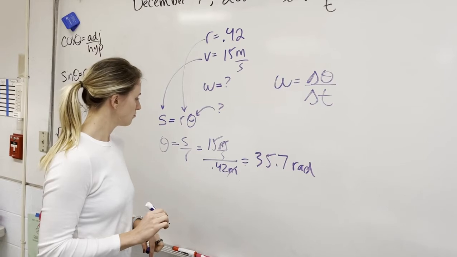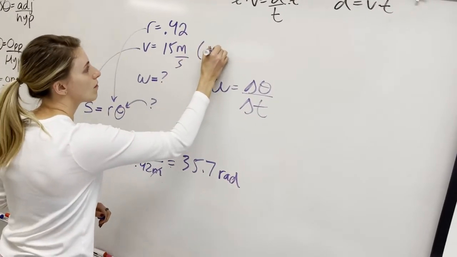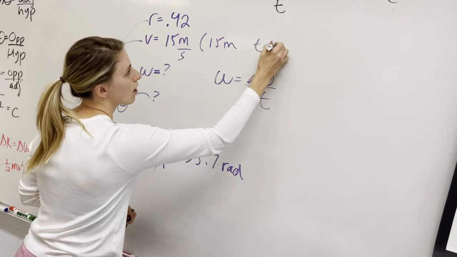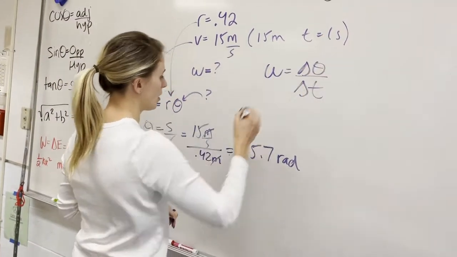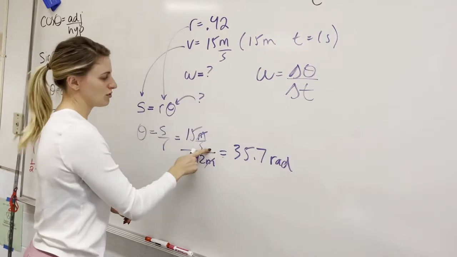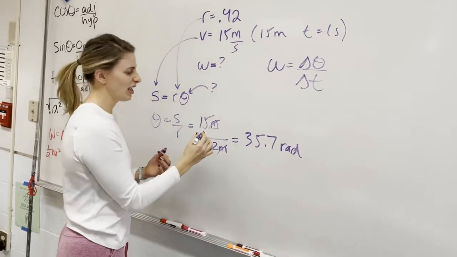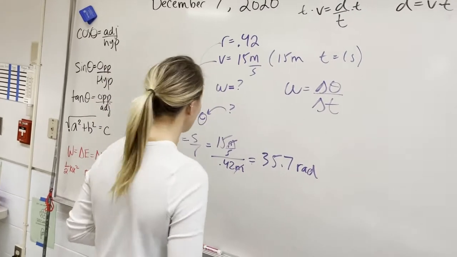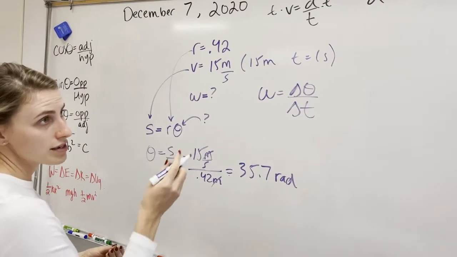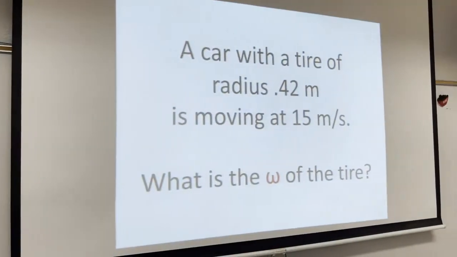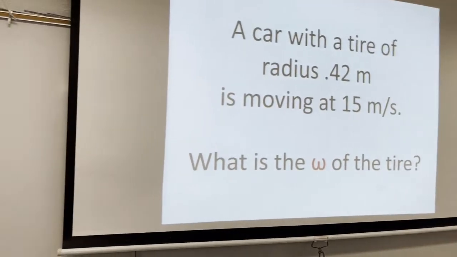Well, we can use that up here in omega. I notice omega is delta theta over delta t, so that's going to be radians per second, I think. Leave the seconds on there. All right, so now we've got radians. During this time, as it's going 15 meters per second, it has a radius of that. It rotates 35.7 radians.